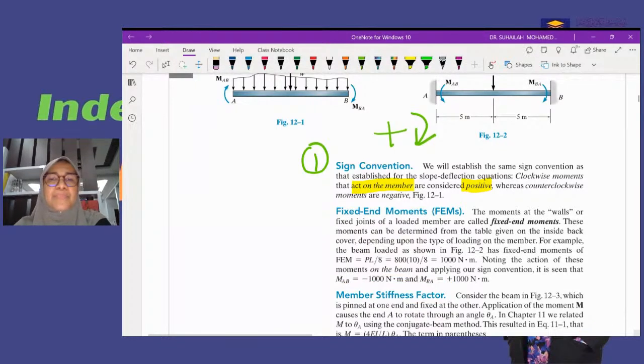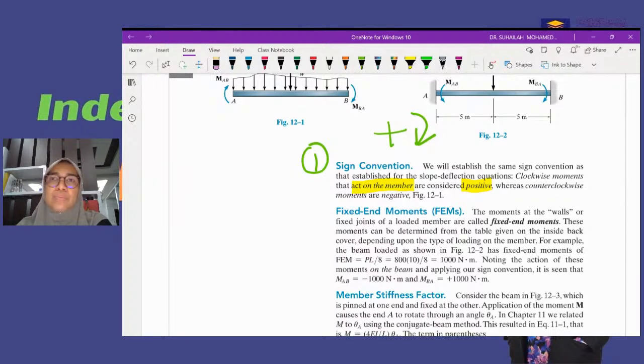Okay, next thing is fixed end moment. Fixed end moment, we have actually used this previously under chapter number 2, the stiffness method. In that chapter, we use fixed end moment or fixed end reaction to calculate what we call equivalent element nodal forces. So we actually distribute whatever forces are subjected on the member to the nodes.